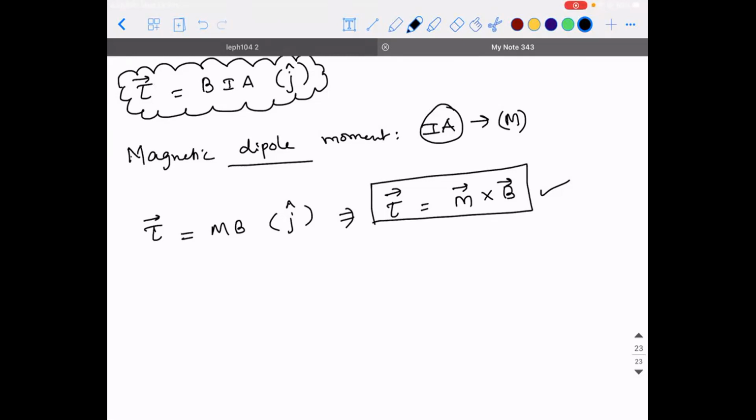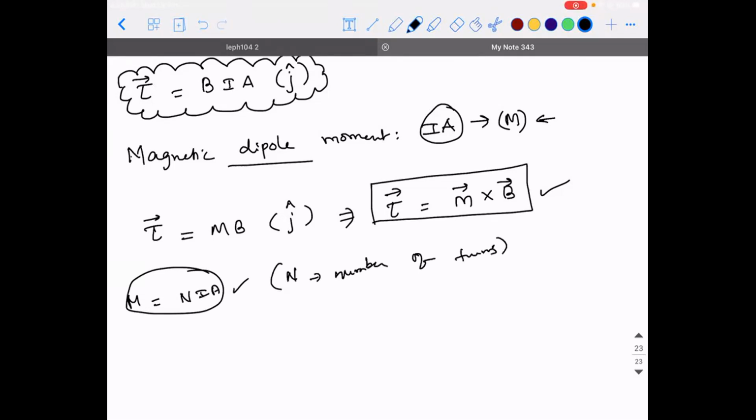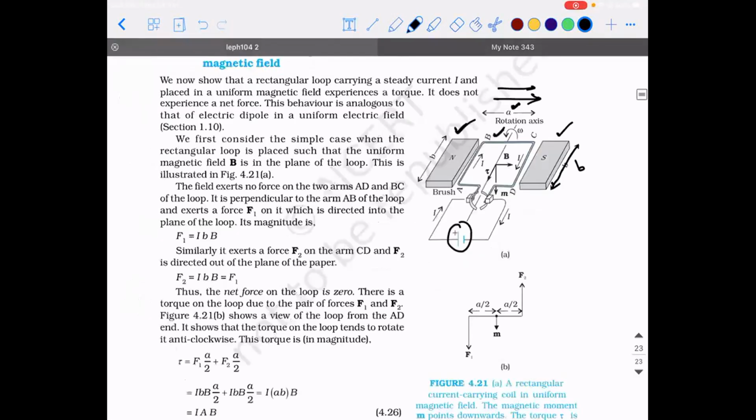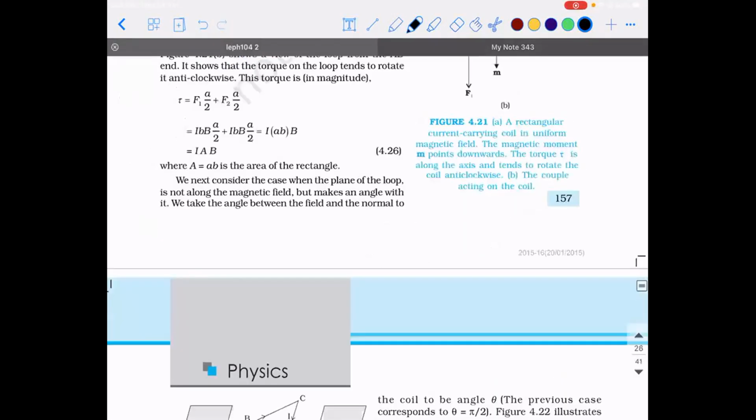Okay, am I clear with this? Yes, sir. So M is written as I A. Sometimes the magnetic dipole moment is also written as N into I into A, where N stands for the number of turns. Here in this case, there is only one turn, so I wrote it as I into A. For a coil with N turns, we write it as capital N into I into A. Okay. So let me show you the formula.